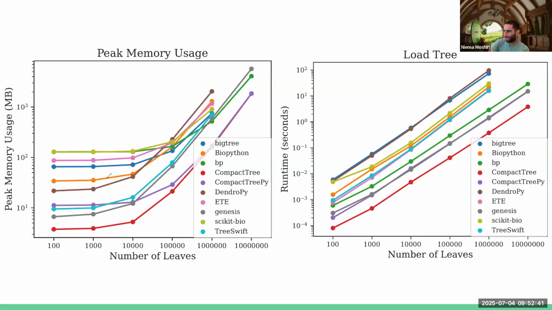Horizontal axis is data set size. This one is how much memory the tool is using, and this one is runtime for just loading a tree. These get repetitive, but basically my tools are these three, this one, and I think the other one's also behind it, maybe. Yeah, and then same over here. These ones and this one are my tools. So my tools are again much faster and use much lower memory.